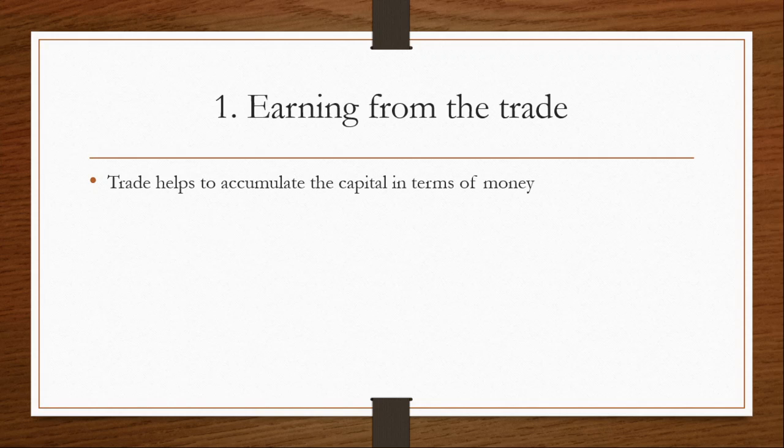Okay. So the first factor which helps in the development of this capital market is the earning from trade. Now, what is meant by earning from trade? How does trade help the development of the capital market in the economy? See, trade stands for the buying and selling of commodities or services. Whenever you need money, you do trade, or whenever you do trade, you get money, or vice versa.